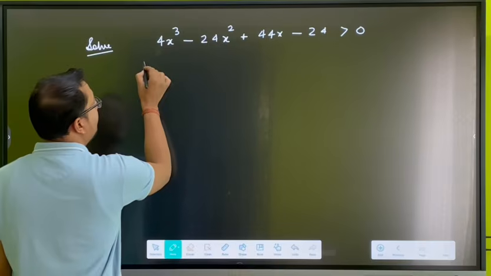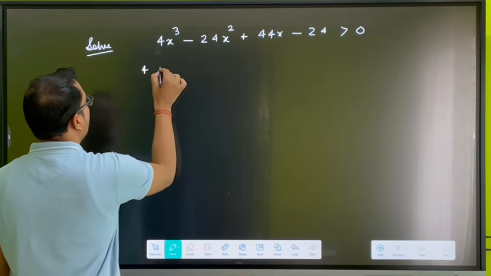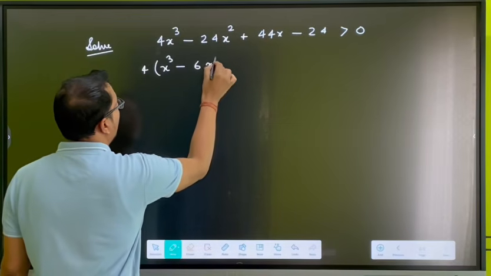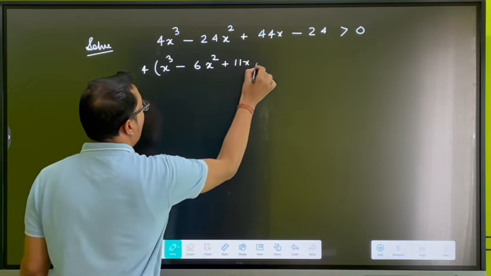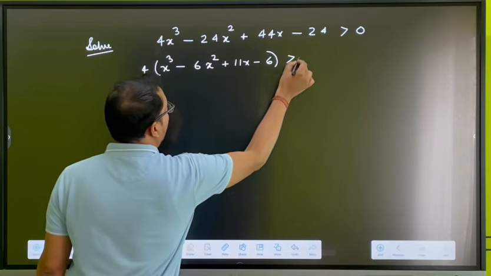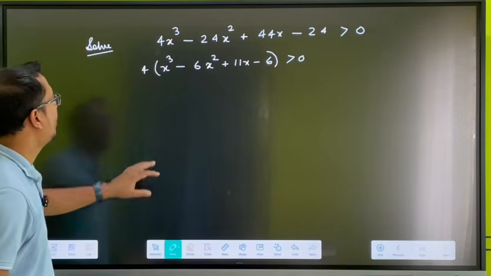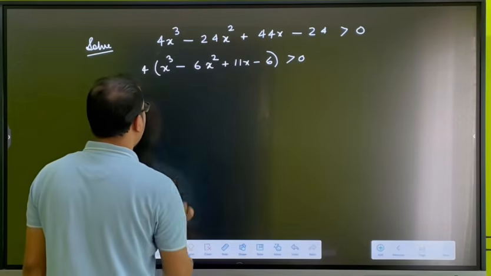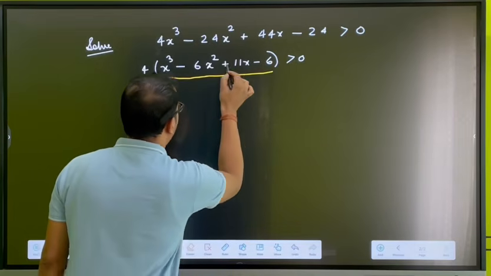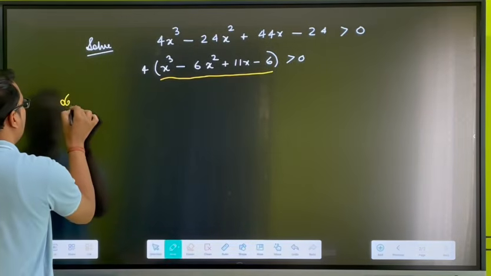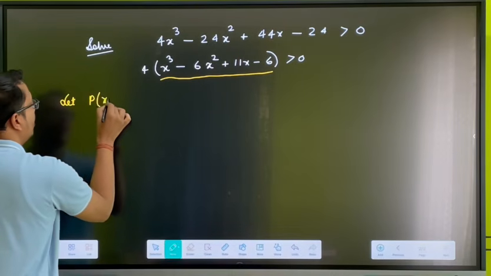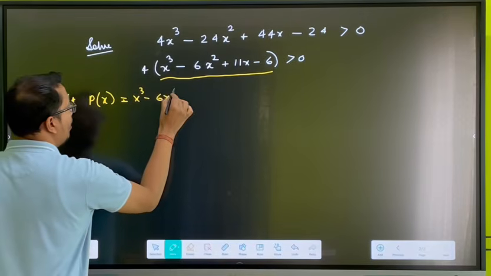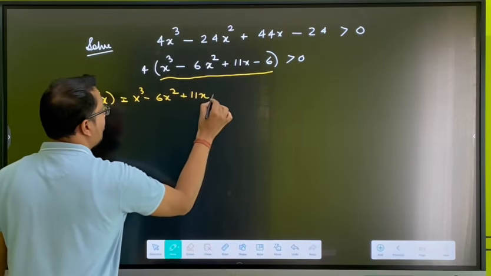While we get such type of problems, what we will do, we'll first try to take out any common term. So 4 is common here, so we'll write down x cube minus 6x square plus 11x minus 6. Now we'll try to factorize this portion. So let us suppose that let the polynomial p(x) be x cube minus 6x square plus 11x minus 6.